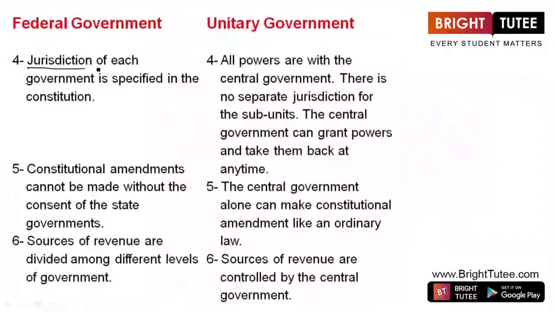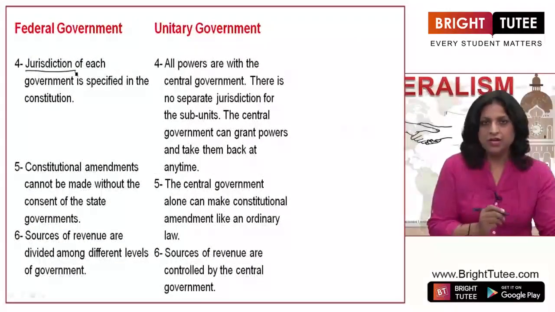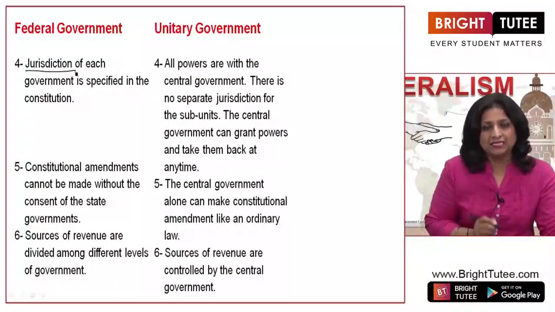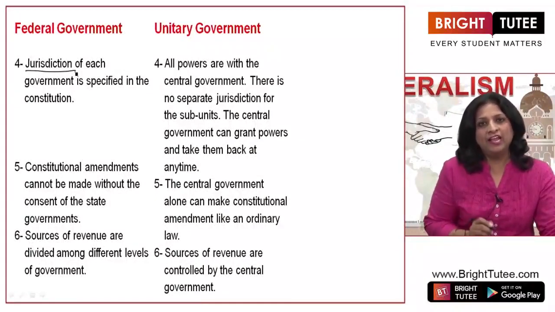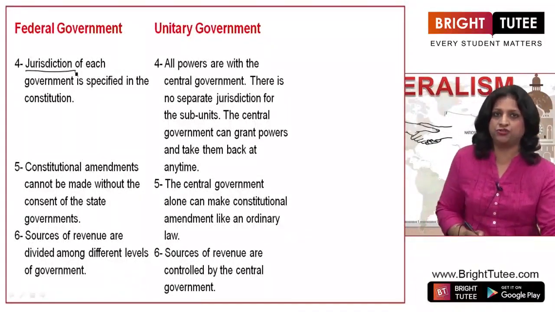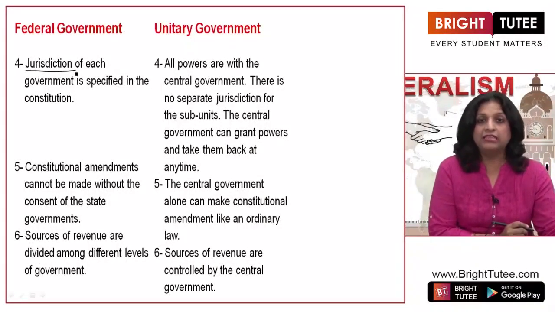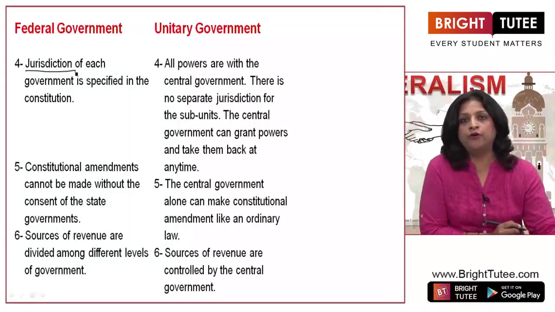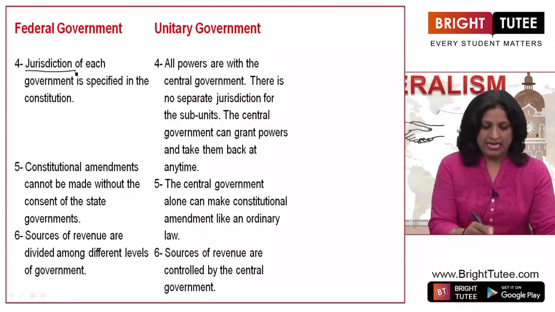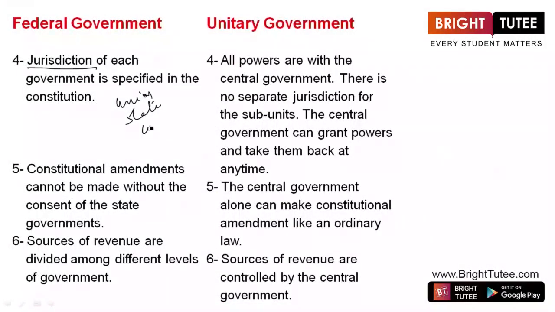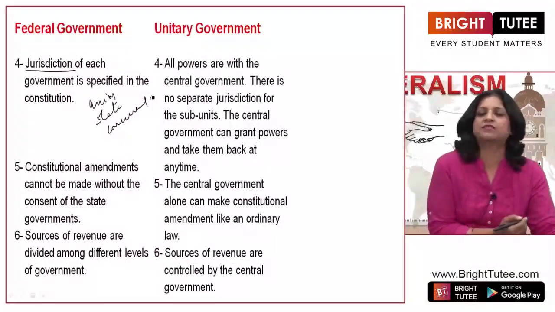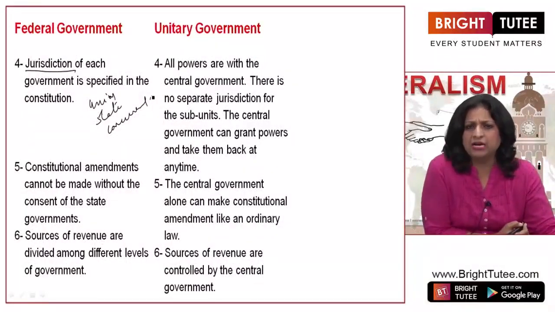It is the area of work, that is jurisdiction, that is basically legislation: on which matters they have to make laws, on which areas they have to collect taxes, and about the areas of administration. It is clearly mentioned in the federal system in the constitution in the form of 3 lists of subjects, namely union list, state list and concurrent list.